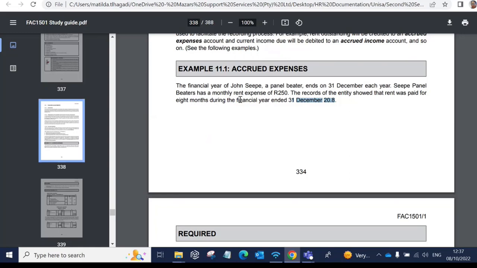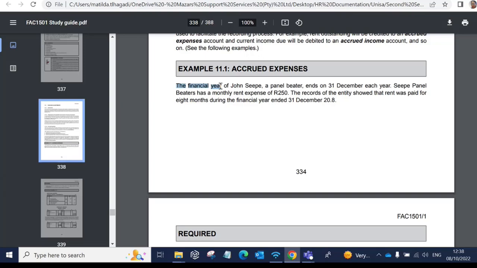So now, Jessica, the financial year end, do you know what the financial year end is? Yeah, it's when the year of trading comes to an end and we're going to have to total the accounts and so forth. And how many months is a financial period? 12 months normally. Well done. And then now they're saying that the panel beaters' monthly rent expense is 250. So do you agree with me that for 12 months, it's going to be 250 times 12? Correct, yes, I do.